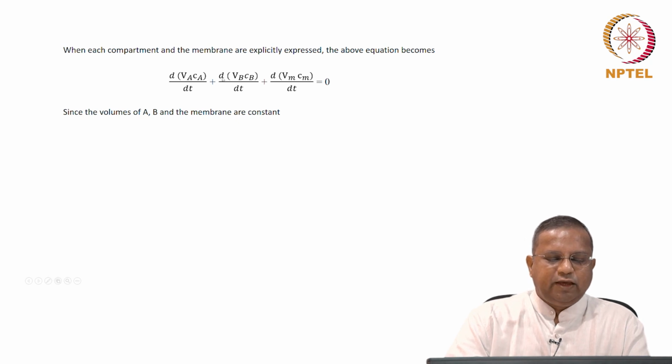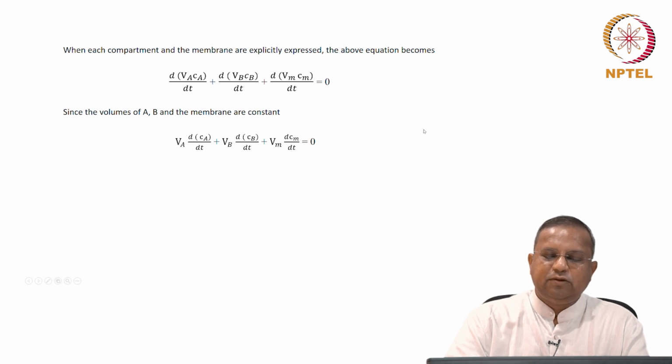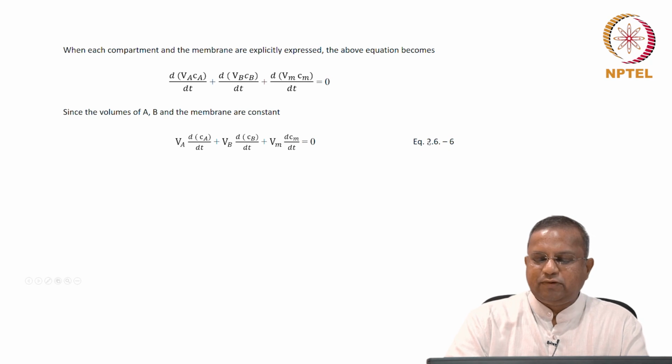The volumes Va and Vb are constant, as well as the membrane volume. Therefore, they can be taken out of the derivative. Therefore, we get Va dCa/dt plus Vb dCb/dt plus Vm dCm/dt equals 0. And okay, let us call this equation 2.6-6.